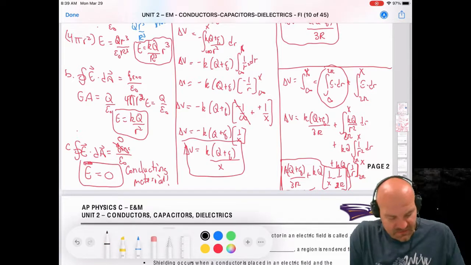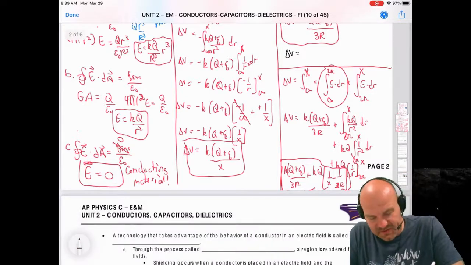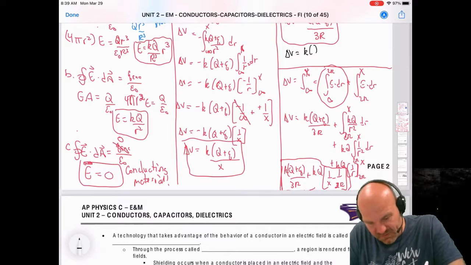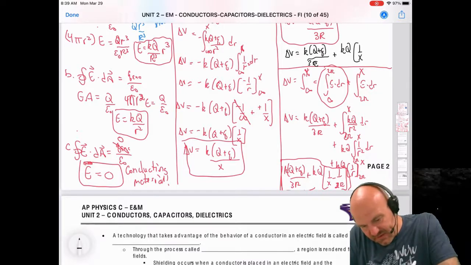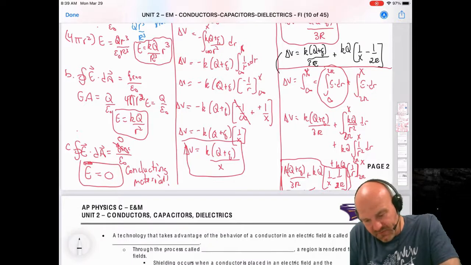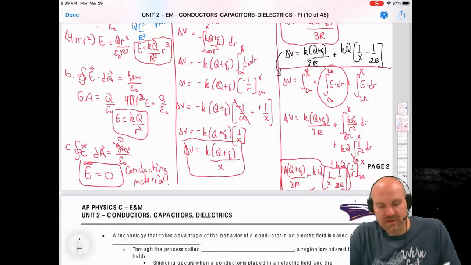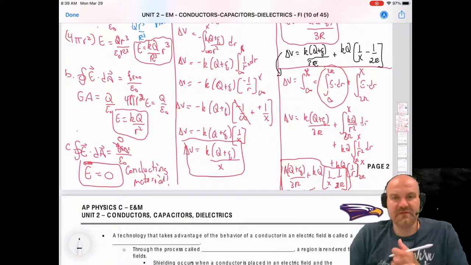Here, let me write this a little bit nicer up here. So our answer for the last bullet point will be delta V equals k times big Q plus little q over 3r, plus kQ times 1 over x minus 1 over 2r. Okay, so that'll be our final answer for this part.